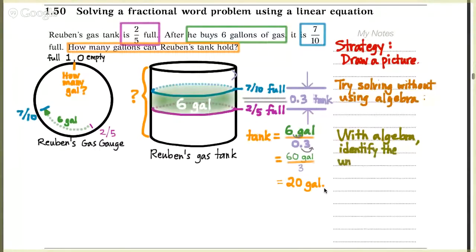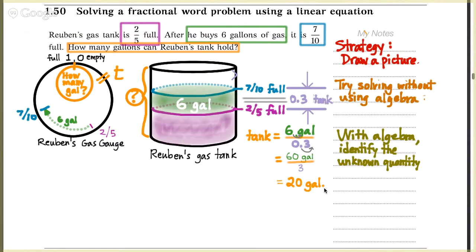So using algebra, what we need to do first of all is figure out what's our unknown quantity, what's our variable, what's the thing that we want to solve for. And highlighted in orange on this slide, we can see that what we were solving for in the first place was the size of Ruben's gas tank. So let's make that our variable. Let's call it T, T for tank.